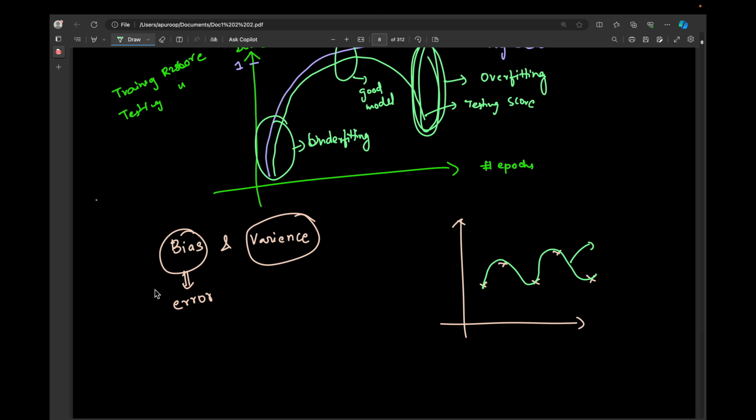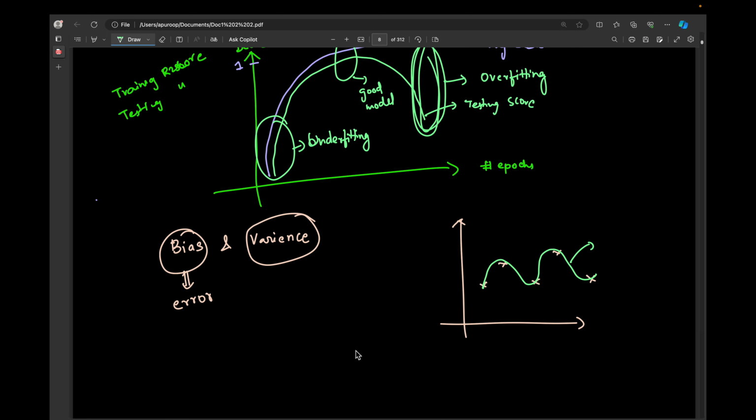So by understanding these two, bias and variance, can you guys quickly comment in the chat what will happen if we have more bias and what will happen if we have more variance? So maybe in the next video I'll be telling about when we say that it is underfitting and when we say that it is overfitting. So can you guys please comment in the comment section? What should be high for overfitting and what should be high for underfitting?